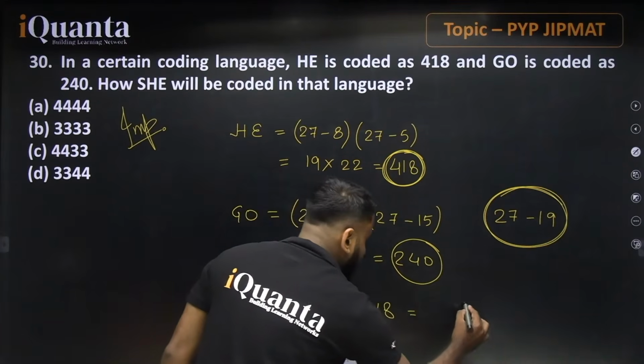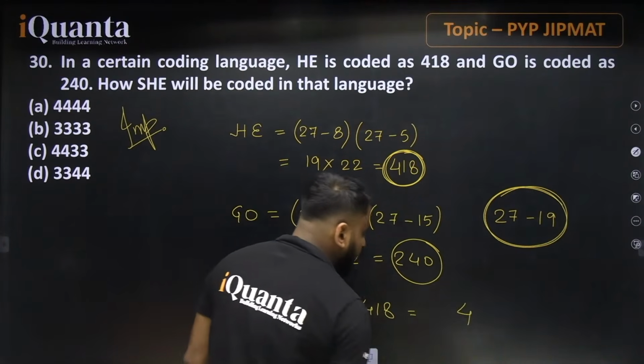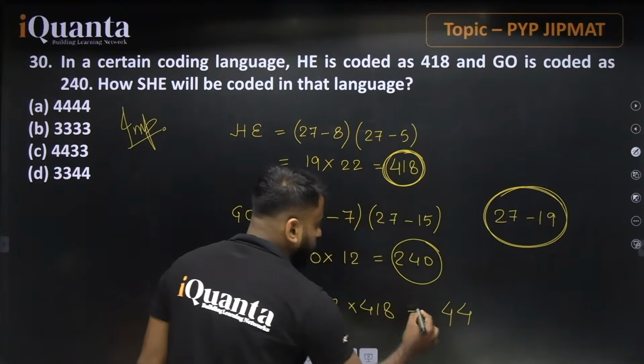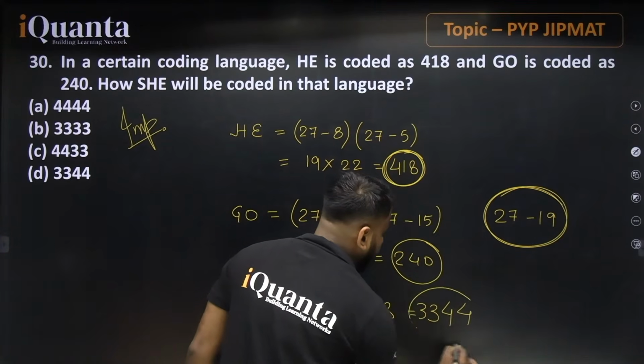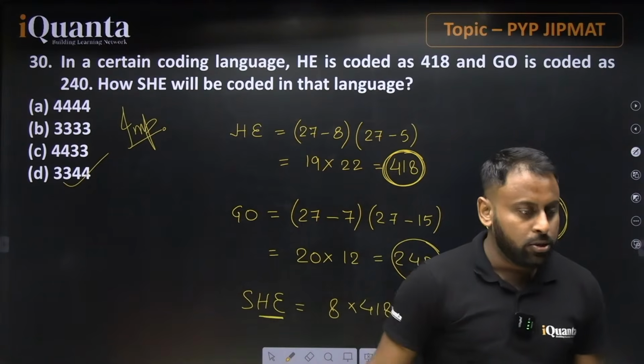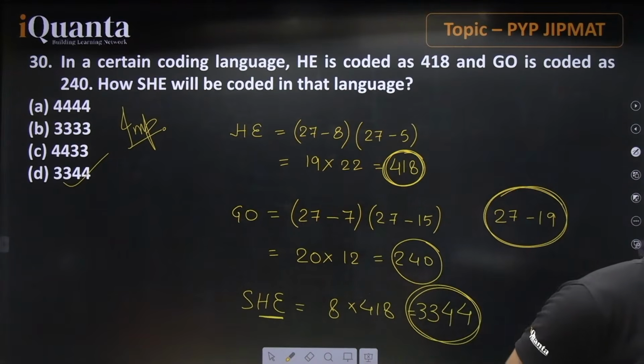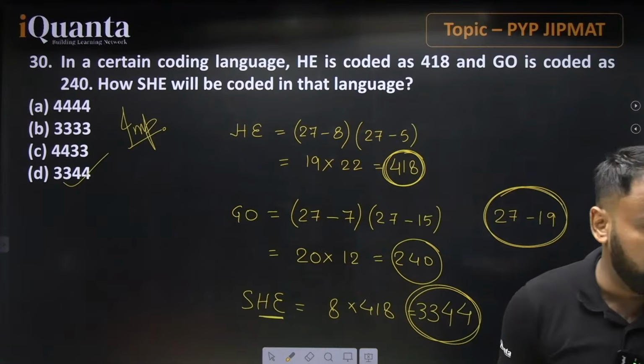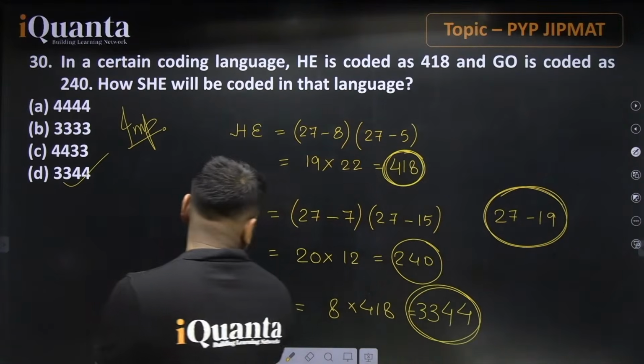8 8s are 64. 6 remains, 8 1s are 8, and 6 is 14. 1 remains, 8 4s are 32, and 1 is 33. 3344. So 3344, option number D, is the right answer. So this is the correct one. 3344, perfect. बिल्कुल सही है बेटा, है ना? बहुत बढ़िया. So this is how it will work out.